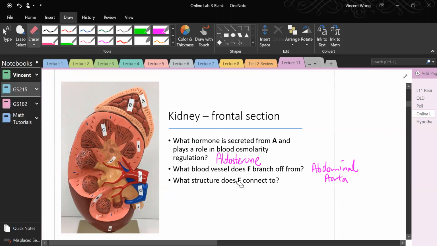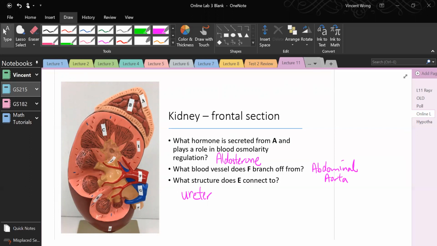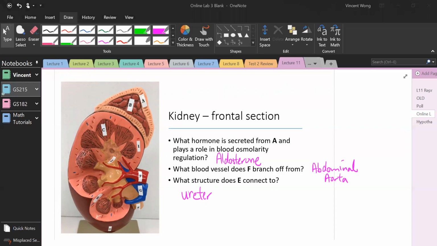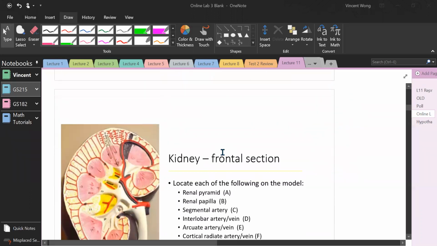What structure does E connect to? E is right here, so that connects to the ureters. Okay. Ureters. Next one.